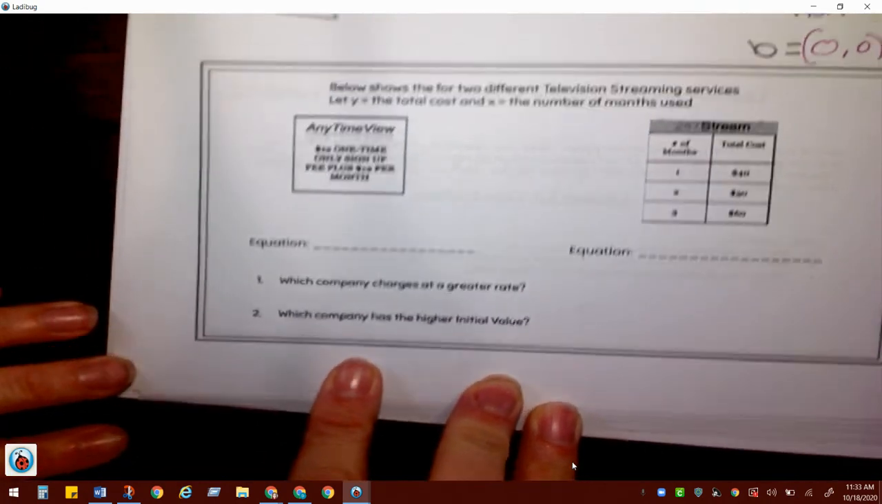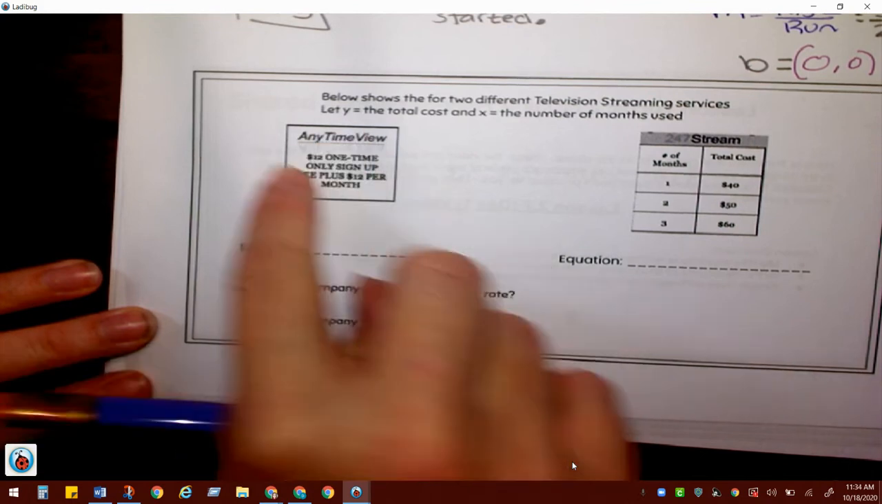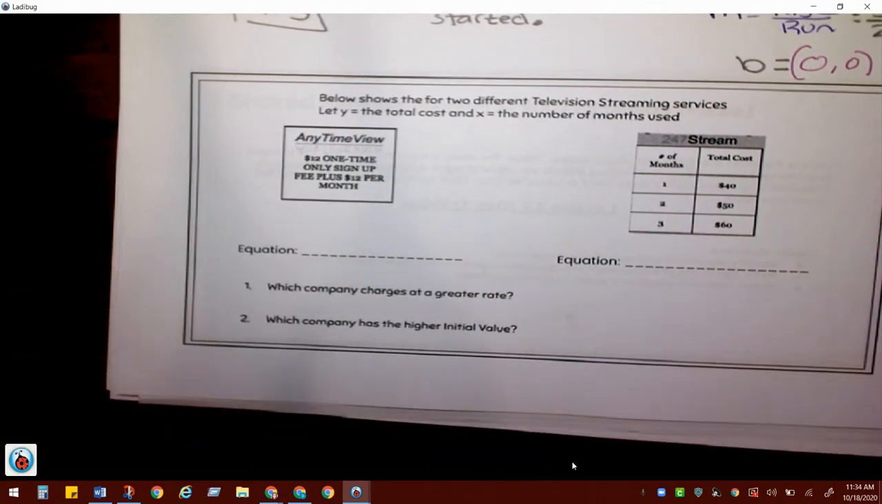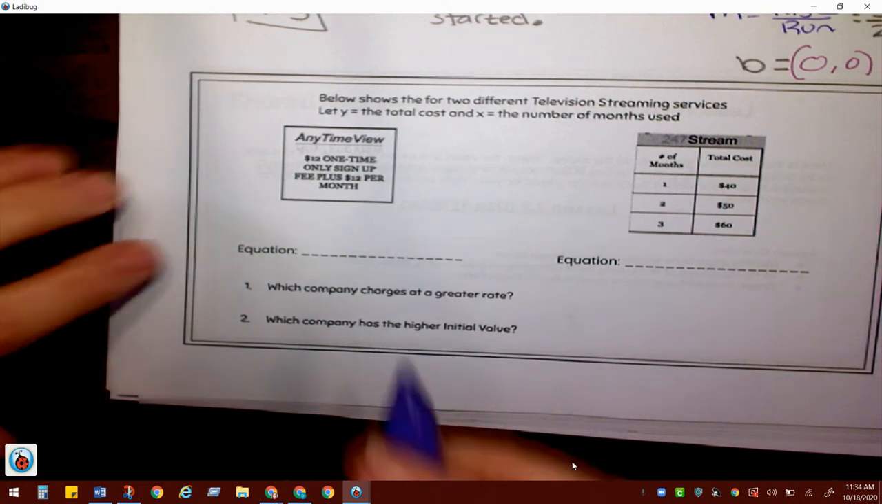All right, guys, so that's comparing a table and a graph. We have one more example to do. And now we're going to just compare a word scenario to a table. So same idea, we want to create that equation first to make it easier to compare.